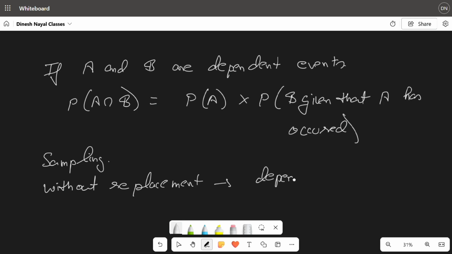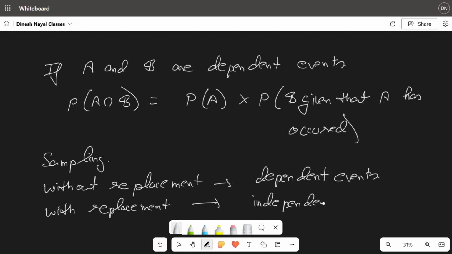Now, when this is with replacement, that means the ball which is taken out will be replaced, or put back in the hat. So these will be independent events, but in this section we are discussing the dependent events. Okay, now let's study this with some examples.